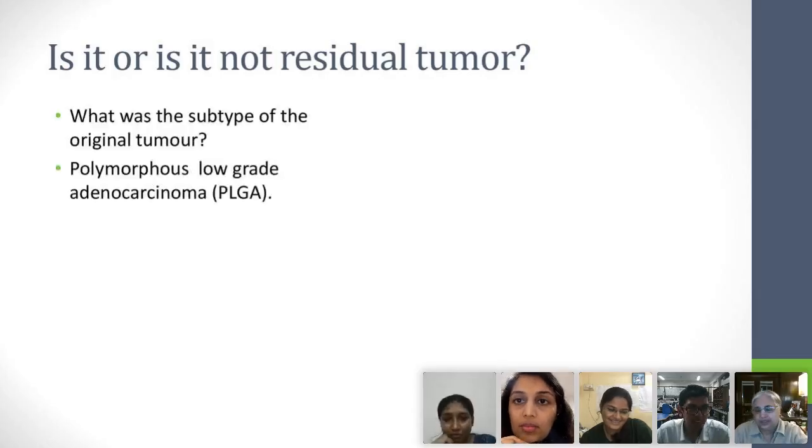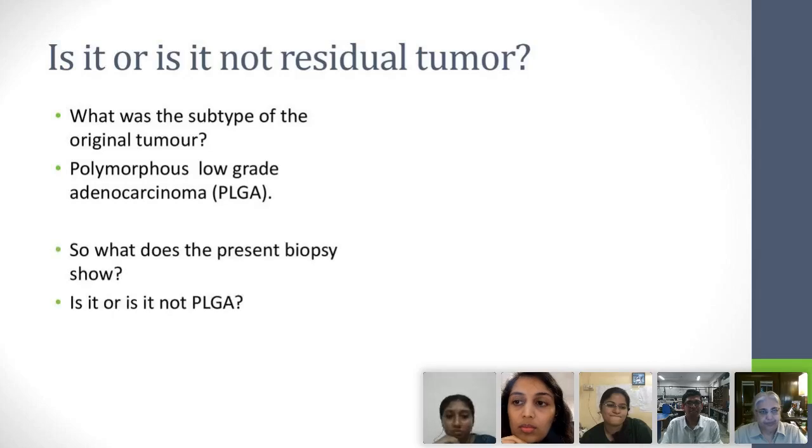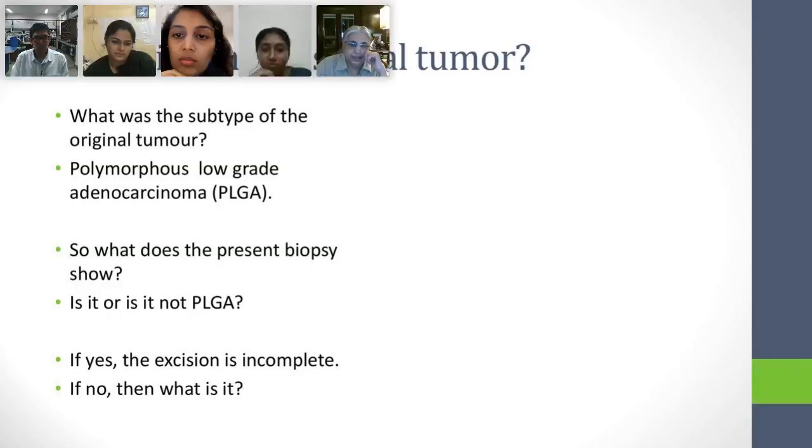So we know that was a PLGA, that's the subtype. So what does this present biopsy show? We have to say, is it or is it not PLGA? Why is it important? Because if it is, then the excision is incomplete. You saw we had a margin that was positive, and then the surgeon will have to go back and do some laserization or something else, or do a larger re-excision.